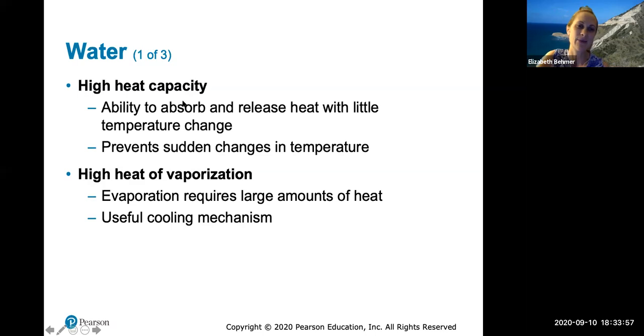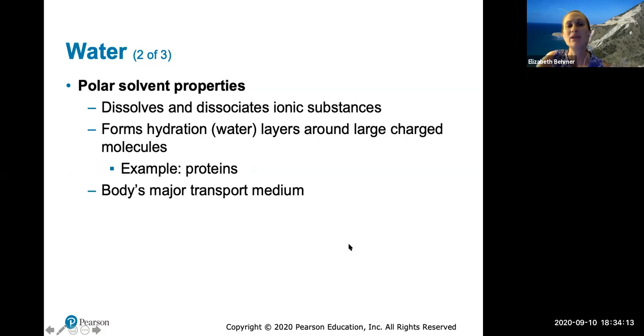So this explains what the high heat capacity means. It has the ability to absorb and release heat with little temperature change. A high heat of vaporization will be useful for cooling mechanisms. And then the ability to dissolve things, specifically ionic substances that have a charge to them, because water is polar in itself. So it has a negative and a positive region to it.